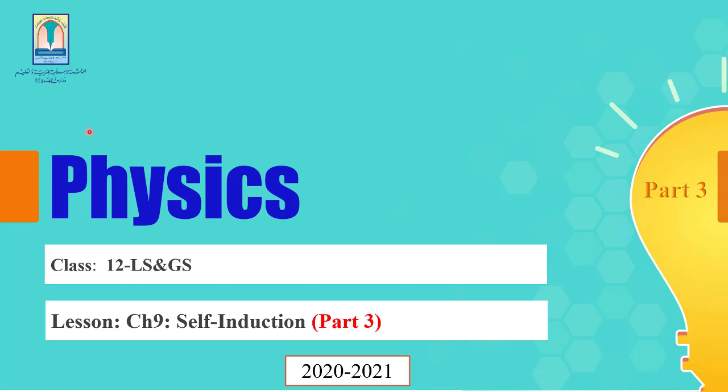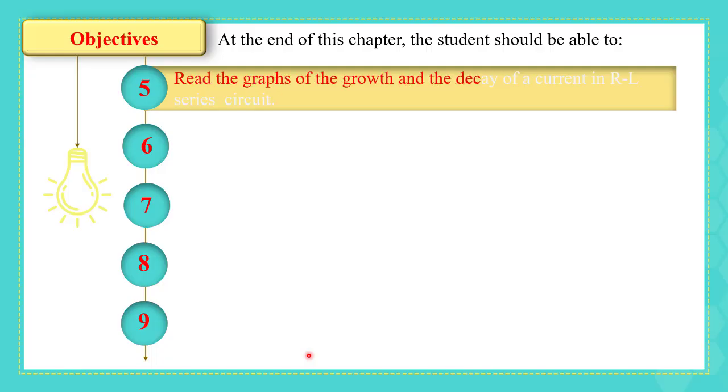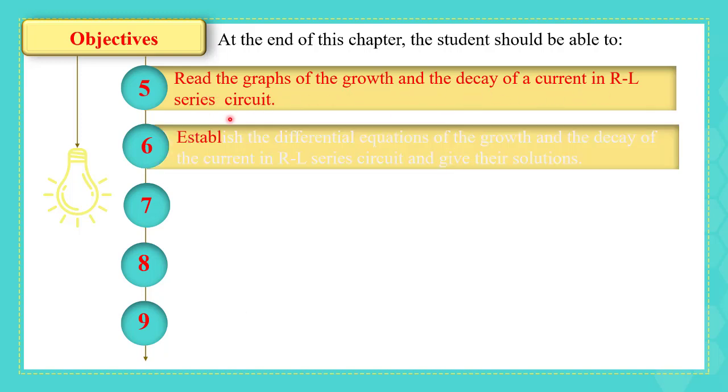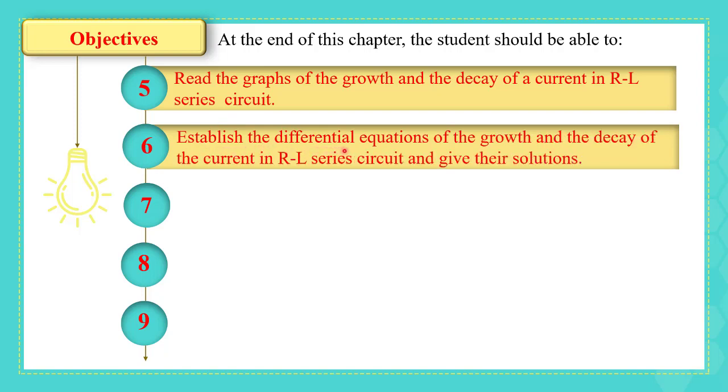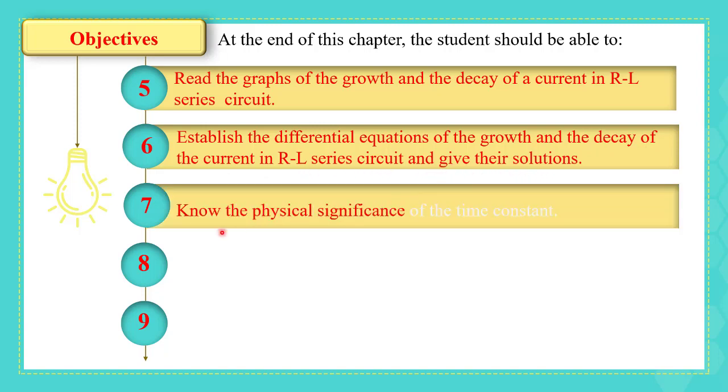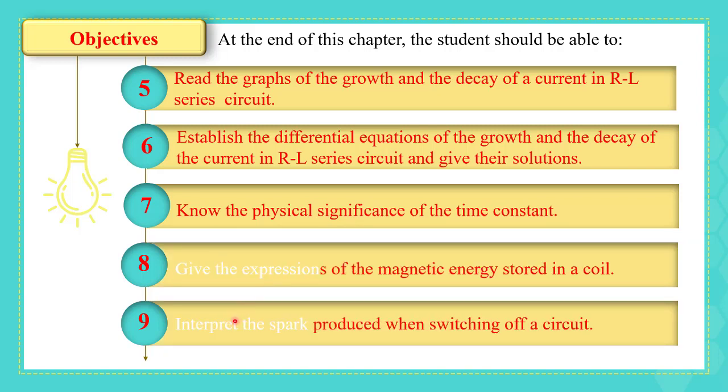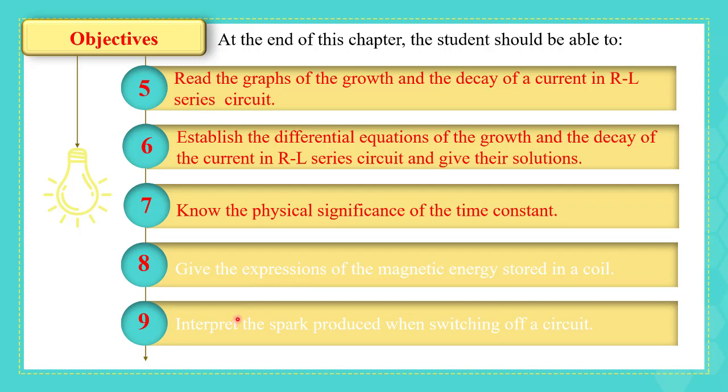Welcome to part 3 of chapter 9, self-induction. At the end of this video, the student will be able to read the graphs of the growth and the decay of a current in an RL series circuit, establish the differential equations of the growth and the decay of the current in an RL series circuit and give their solutions, and know the physical significance of the time constant. The remaining objectives will be discussed in the next videos.